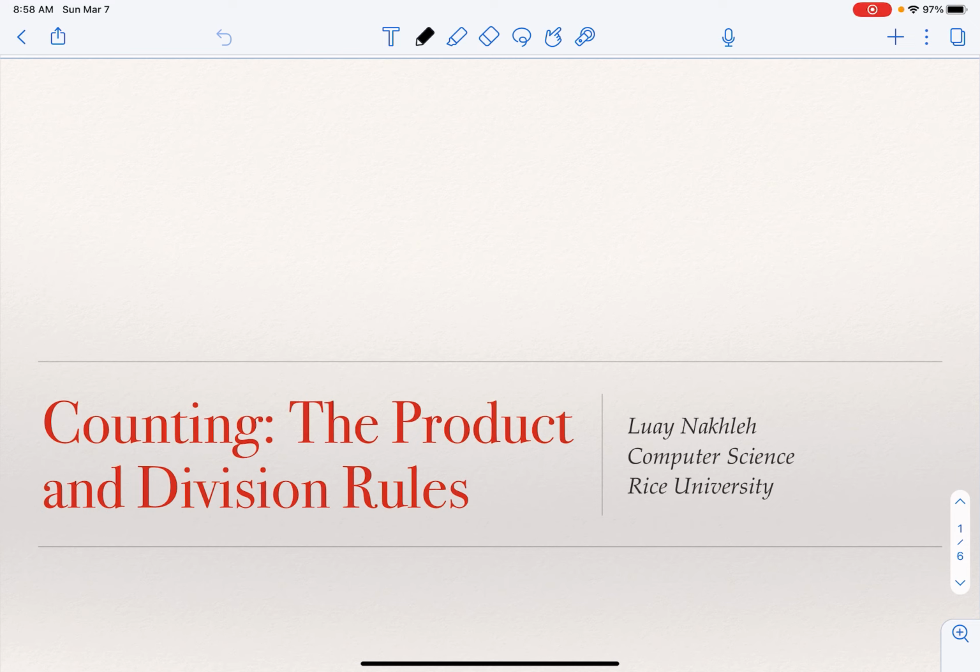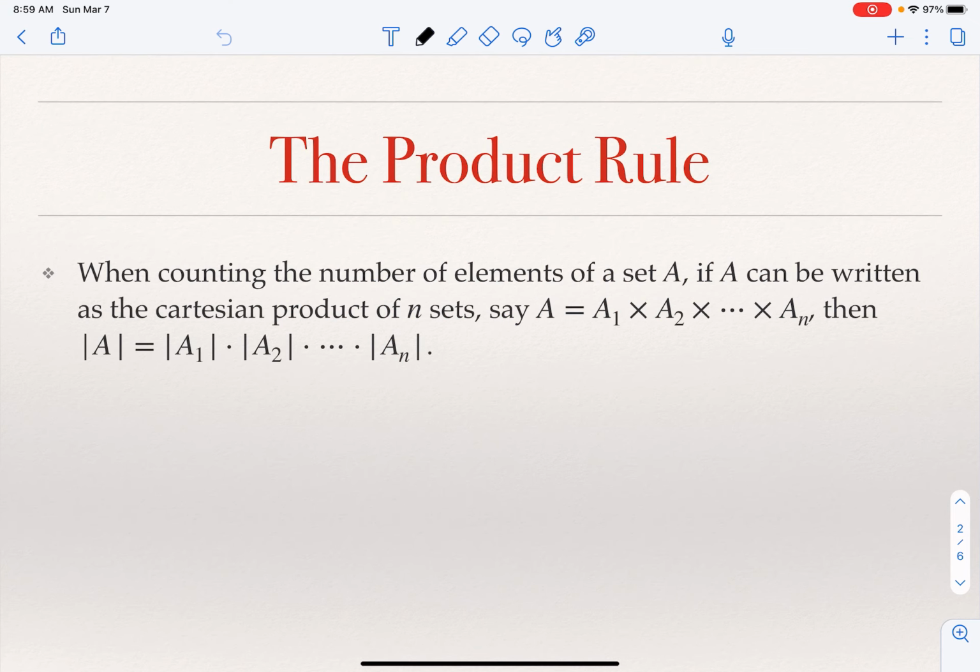I will now talk about two basic rules for counting, the product and division rules. And remember that counting is all about counting the cardinality of a set. In our case, it's always a finite set. We want to count the elements of that set. Now, the product and division rules apply to cases where the set can be described in terms of other sets using product or division. So the product rule says the following.